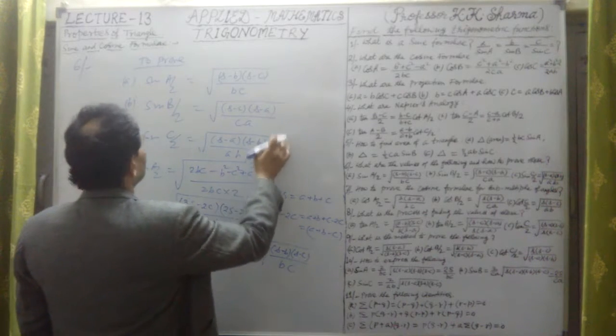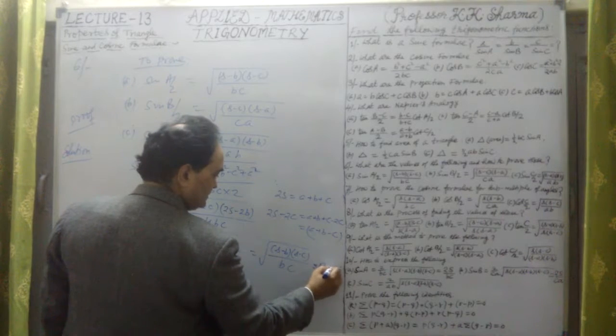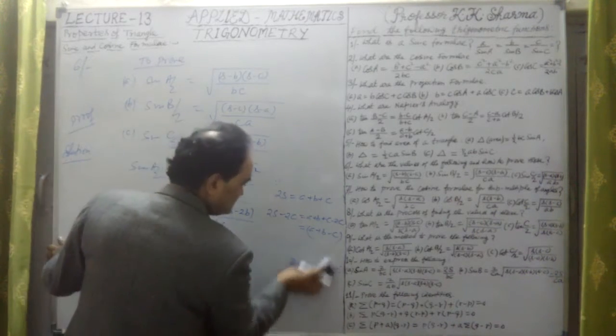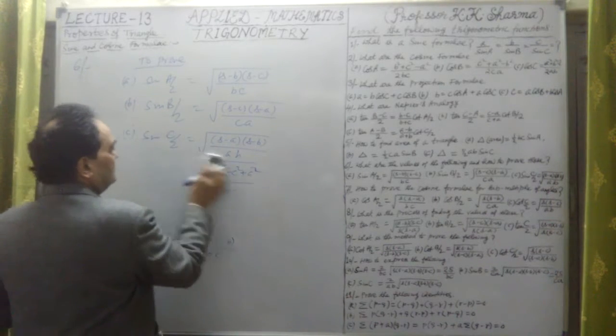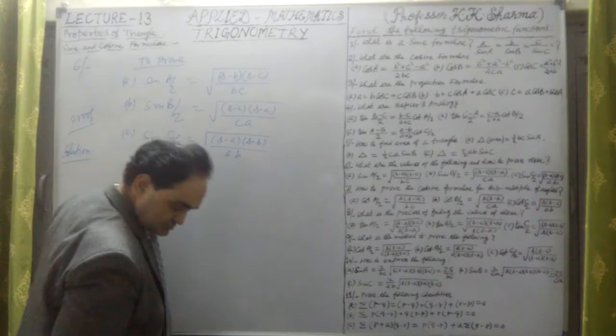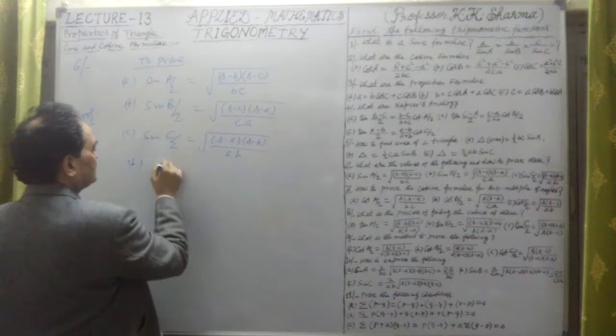The first part is the one on the right-hand side, which we have opened. Similarly, the other two parts can also be solved. Now let me take the B part. What does the B part say? Now the B part is sine B by 2.